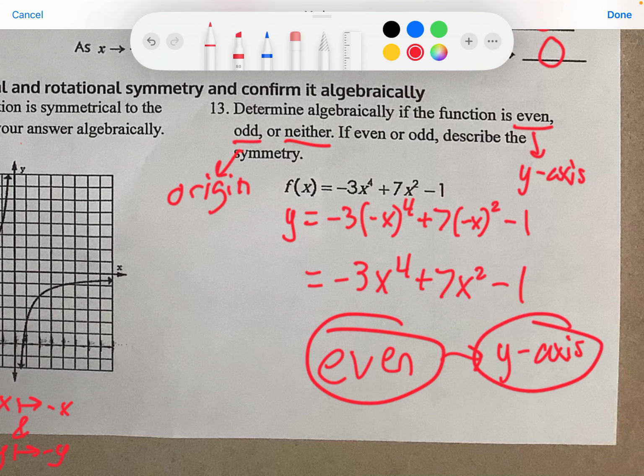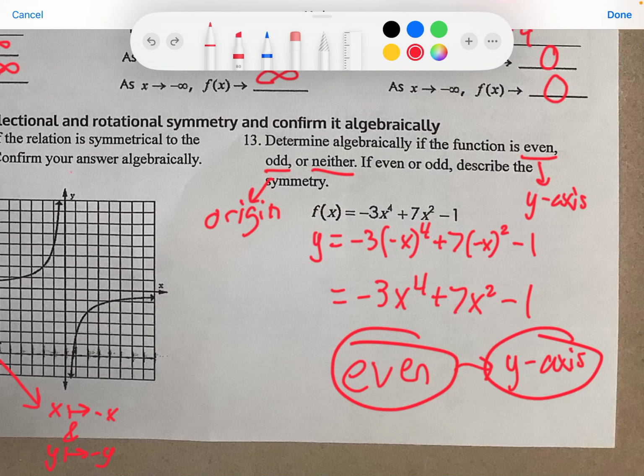If it had turned out that it was odd, let's say it didn't turn out to be even, but then we replaced y with negative y also, and it turned out, oh, this actually is symmetrical with that, then it was odd, then it would have origin symmetry. And if we did both of them and we never ended up with the same equation again, then it would be neither, and it wouldn't have any symmetry necessarily.